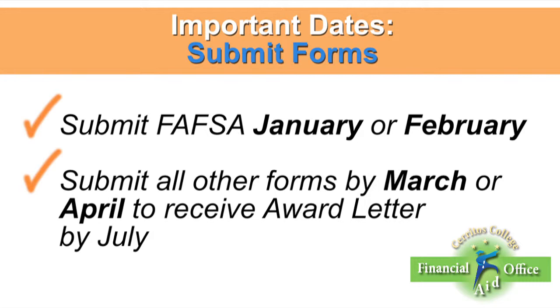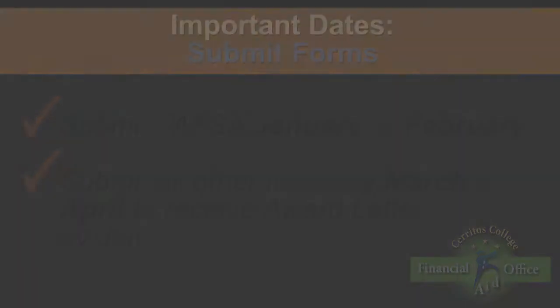Our early application period is January through April 30th. If you submit your FAFSA and submit all required forms during the early application period, you should expect to receive an award letter in July and expect to receive financial aid when school starts in August. You definitely want to avoid the lines in July and August and get everything completed early.